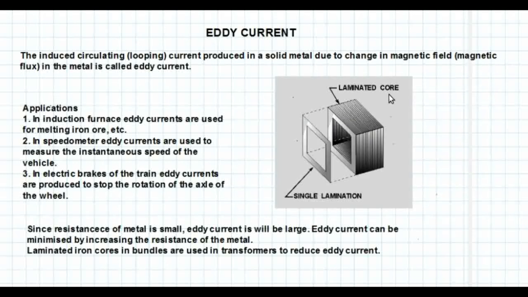So this is the condition. It is the core of a transformer. It is a huge metal block, right? So instead of using a huge metal block, we have slices in large number, which are bundled together. There are a large number of slices of this metal which are bundled together to form a huge metal block, and it is on this core that we are winding the primary and secondary of a transformer.